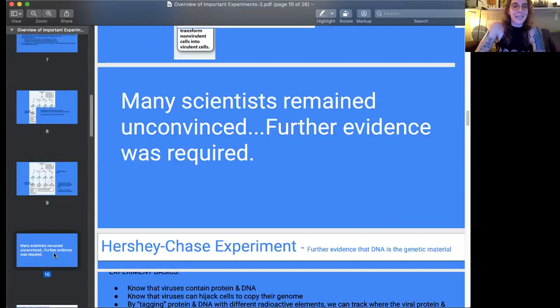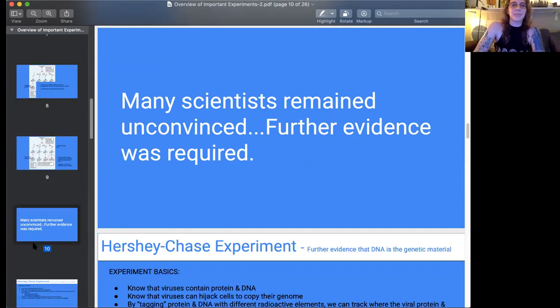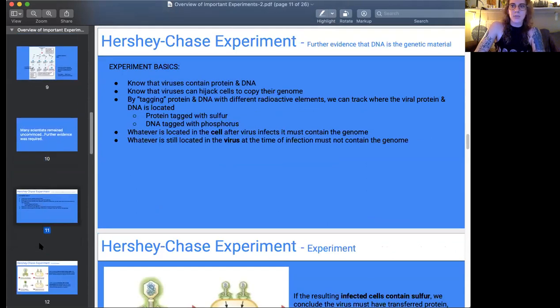Now, unfortunately, this was not enough to convince a lot of scientists, especially because at the time, the predominating theory was that proteins were responsible. So there's already kind of this resistance, and then just having this one interesting experiment result didn't really do much. So they were like, we need more evidence. And luckily, Hershey-Chase was able to provide that evidence.